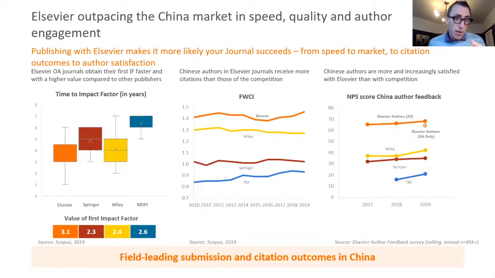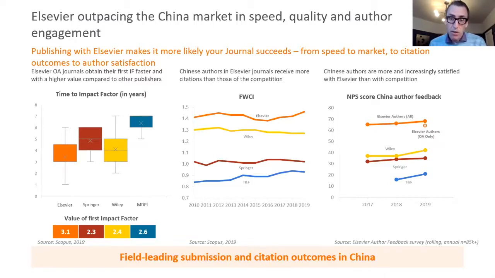So on the one hand, when they look at our journals, particularly our new journals, and you will talk about the specific role of new journals in a later slide, they see that our new journals, and that again includes society journals, not just our proprietary portfolio, launch faster. So our time to impact factor is much lower than comparatives. And then right at the bottom there, you see the value of the first impact factor is also higher. So you get this double effect of faster and higher, which is perceived very well by decision makers in the China ecosystem.